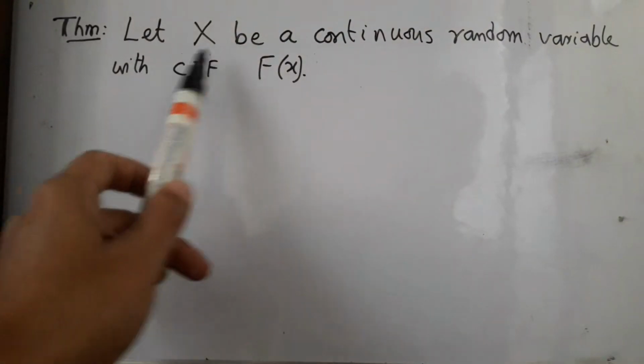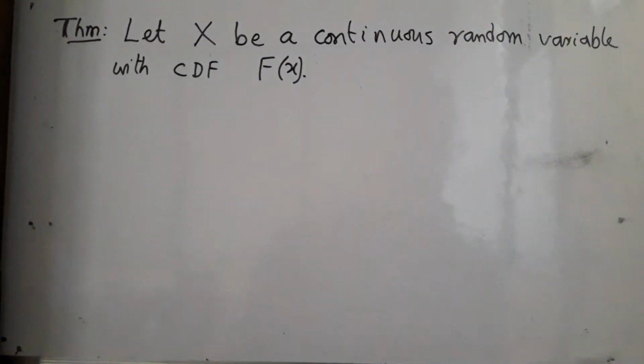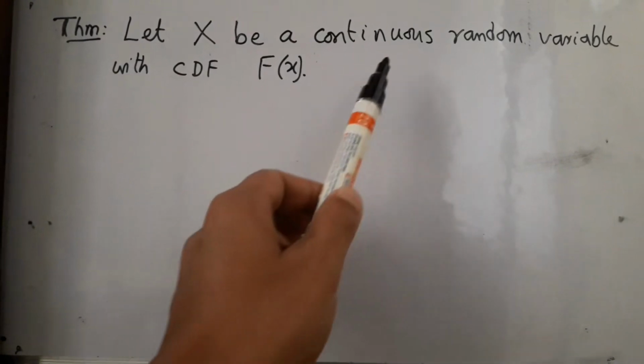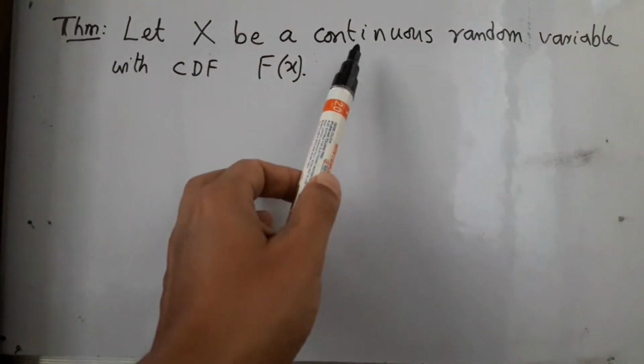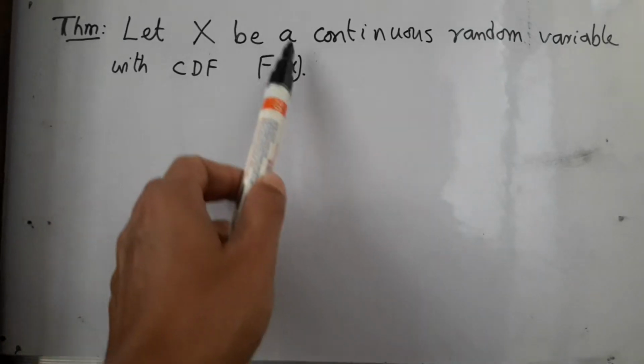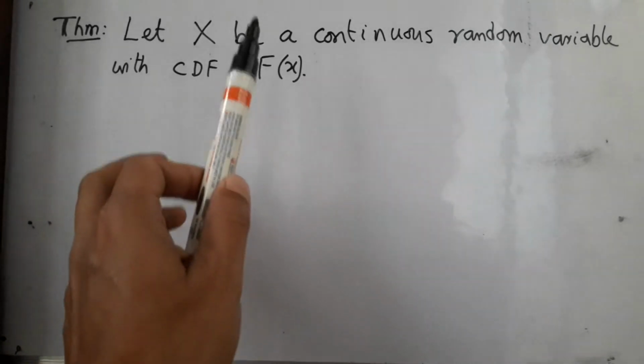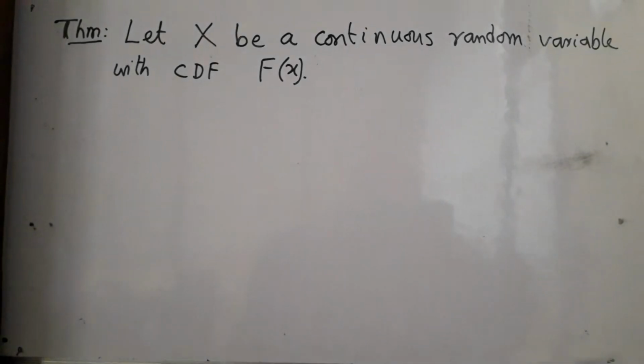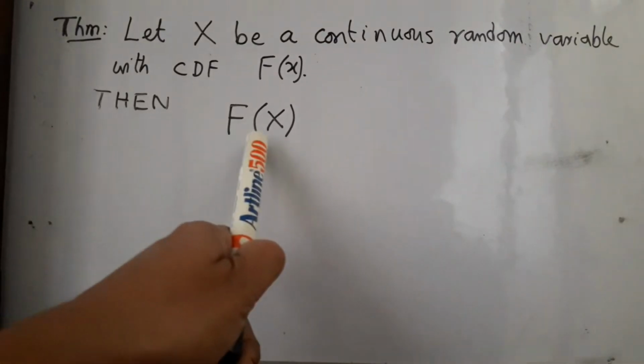Let X be any continuous random variable, just any continuous random variable. I am not even claiming density exists, just continuous with CDF capital F_X. So capital F is a continuous CDF. Then something interesting happens. Consider the random variable F(X).